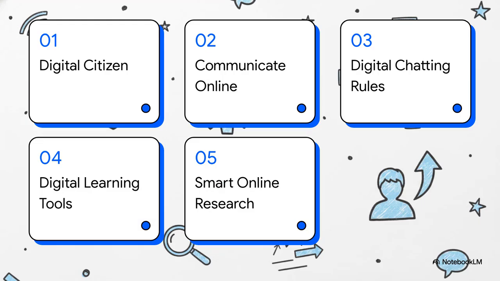Here is our map for today's journey. We've got 5 main stops: being a digital citizen, how we communicate online, rules for digital chatting, amazing digital learning tools, and finally, smart online research. Let's get this tour started.